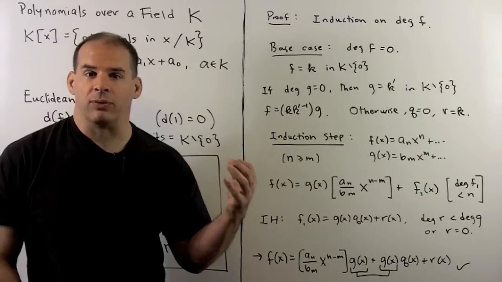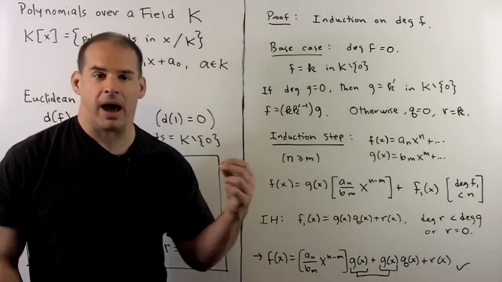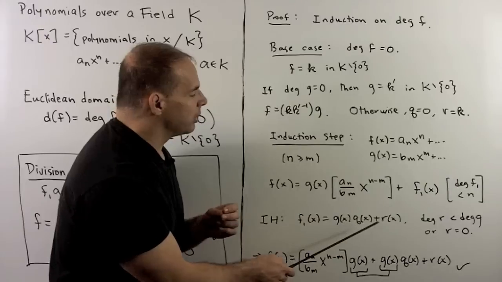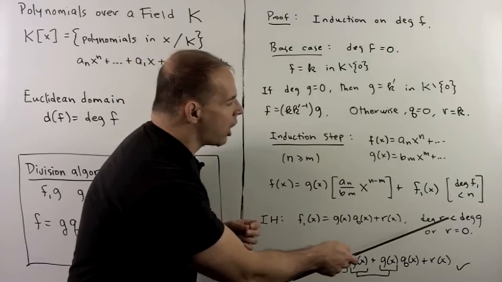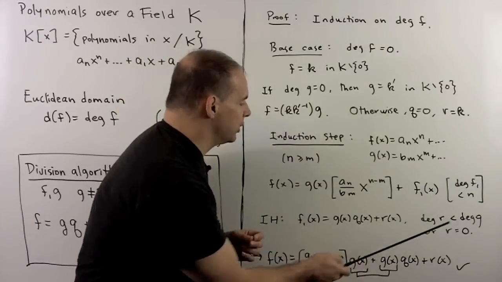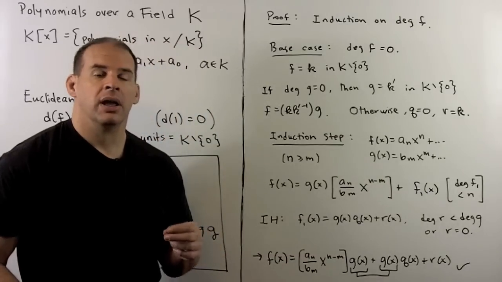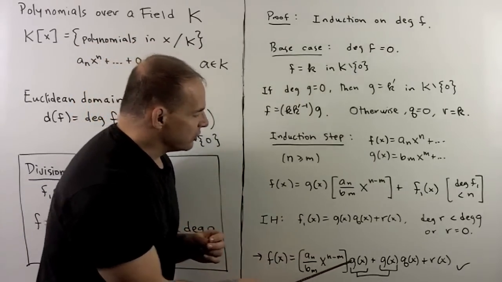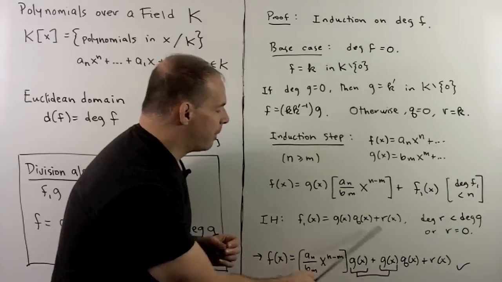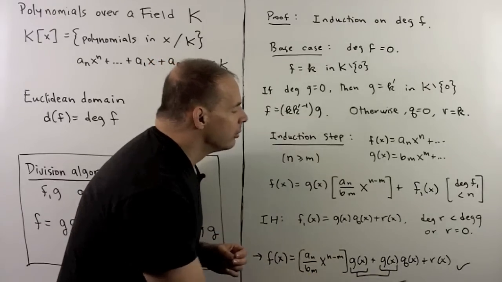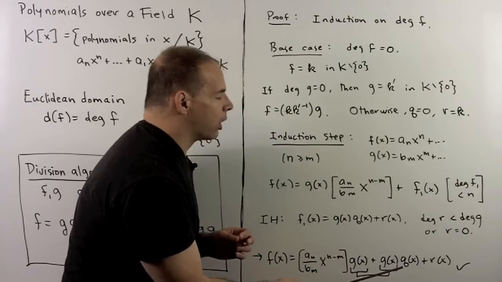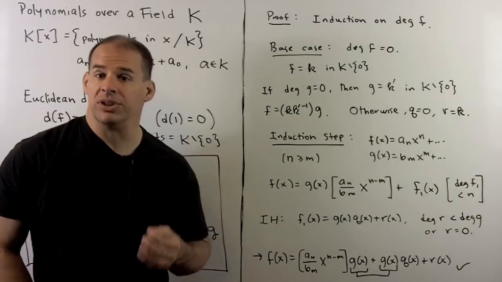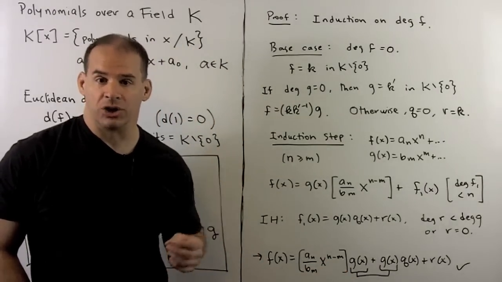For this polynomial f_1, we can invoke the induction hypothesis. So I can write f_1 as g times q plus r, where the degree of r is strictly less than the degree of g, or r is equal to 0. Now we just substitute. So I have f(x) written as g(x) times some polynomial q', plus the r(x) that we were looking for, with the correct condition on degree or being equal to 0. So that's our induction proof.